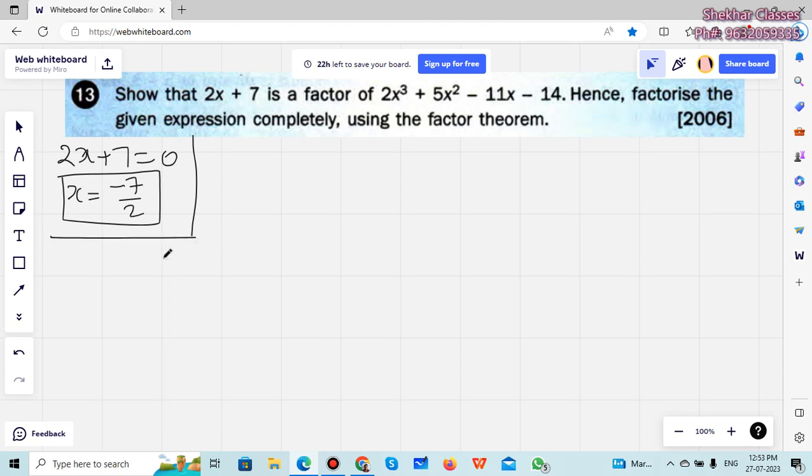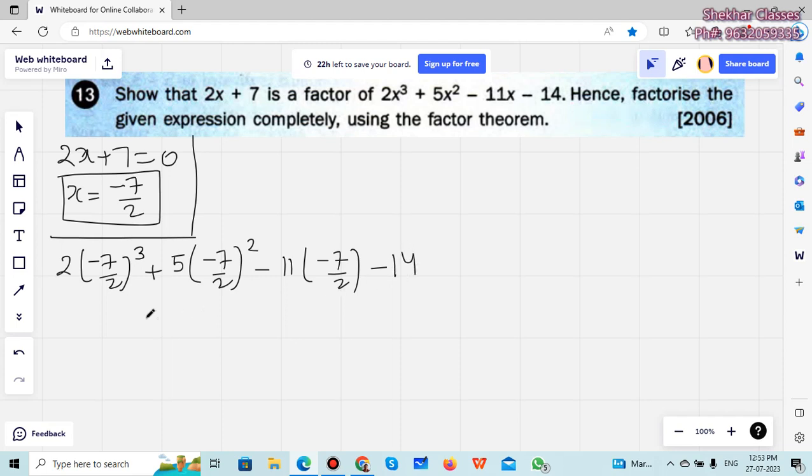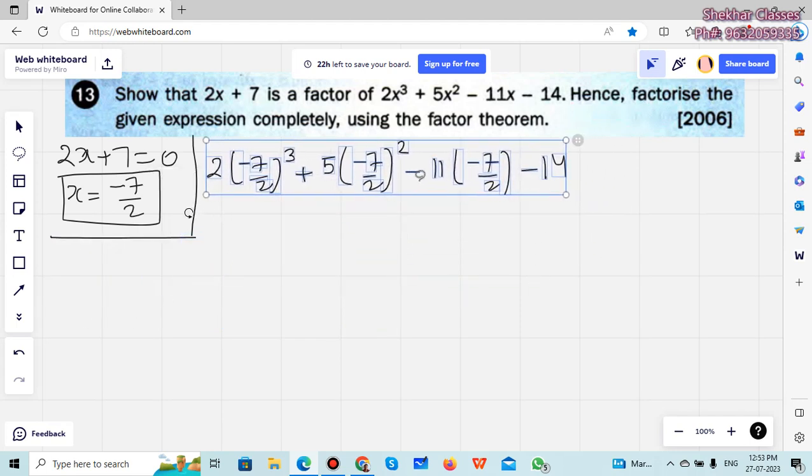So after that, what will happen? See, 2, and what is x? Minus 7 by 2 the whole cube, plus 5 times minus 7 by 2 the whole square, minus 11 times minus 7 by 2, and minus 14. Let's see what happens in it.